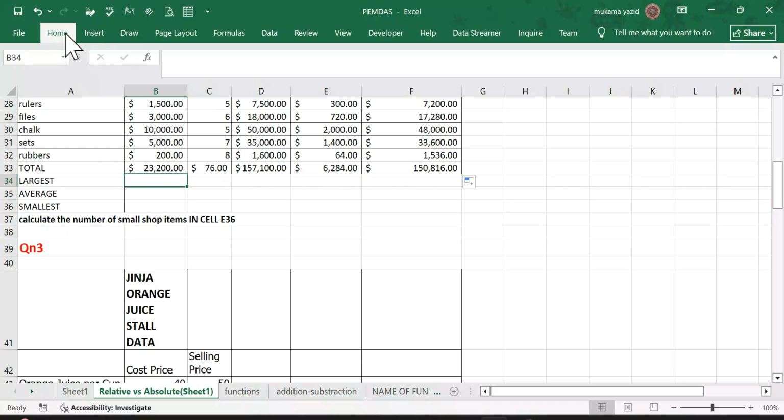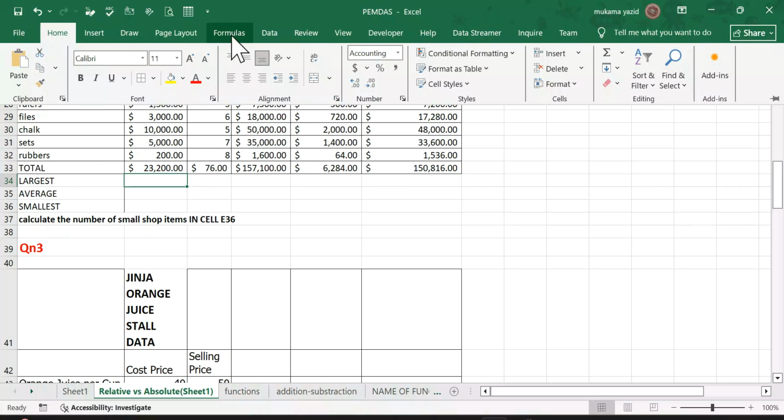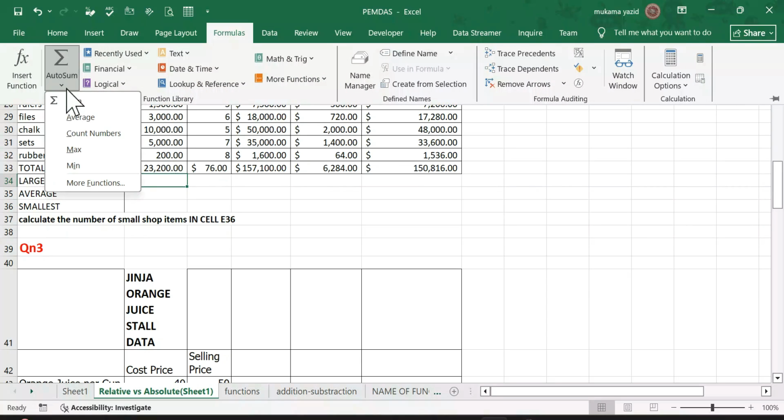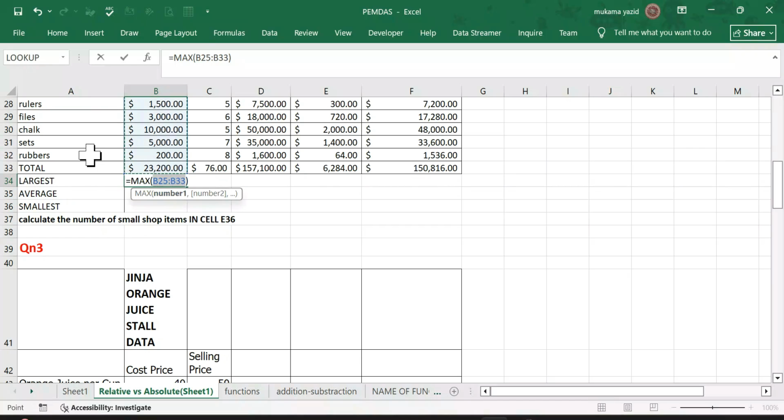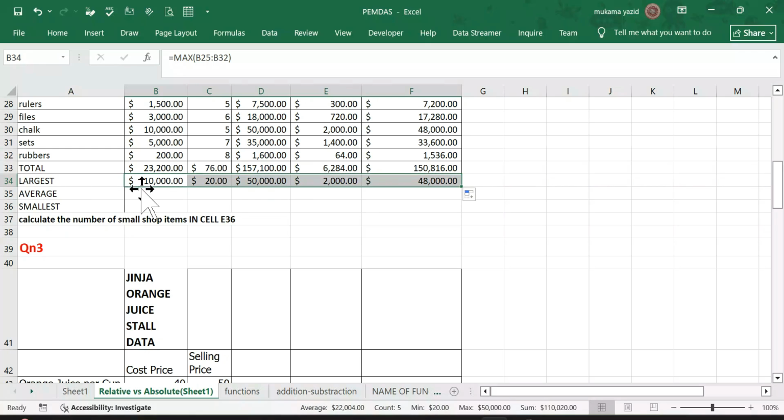Largest is using what we call maximum to get the answer. But remember, we don't want to include the total, so we must deselect the value for total here. Come to the corner until you see the cursor changing. If you get that cursor, deselect, then click OK. Let us do autofill to get the rest of the answers.